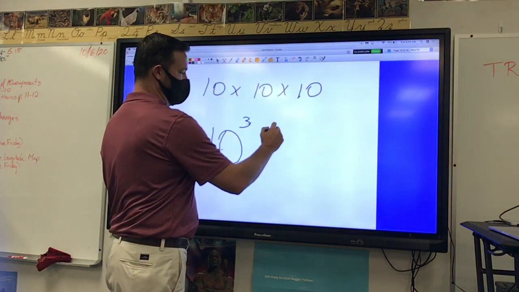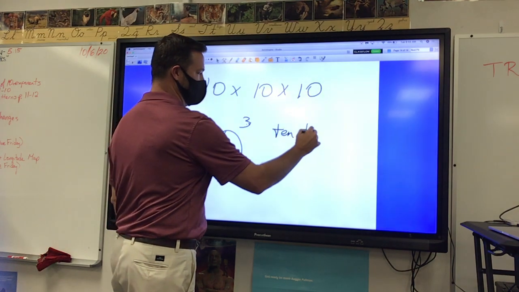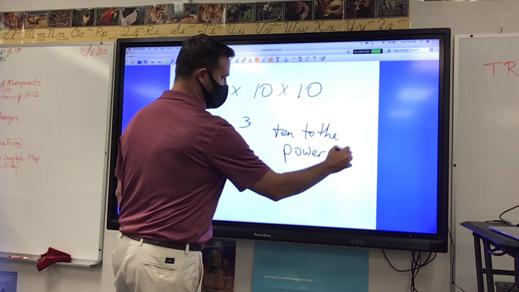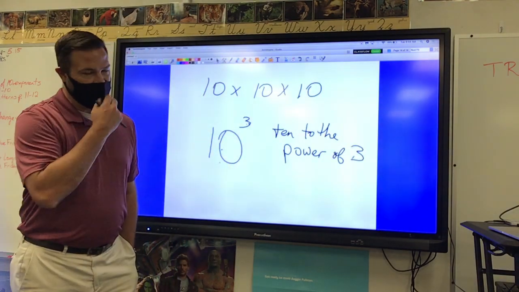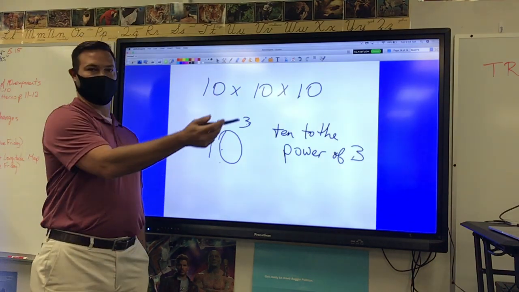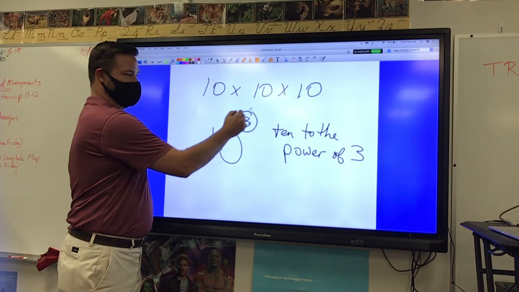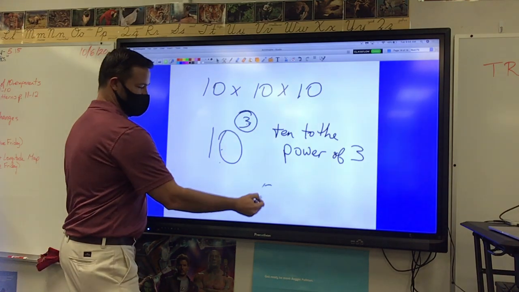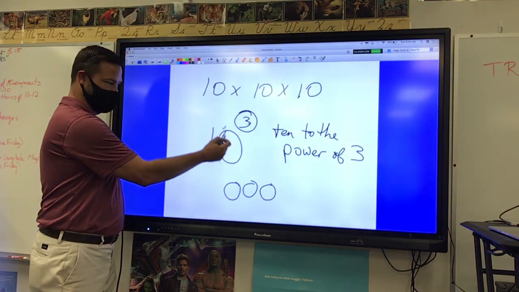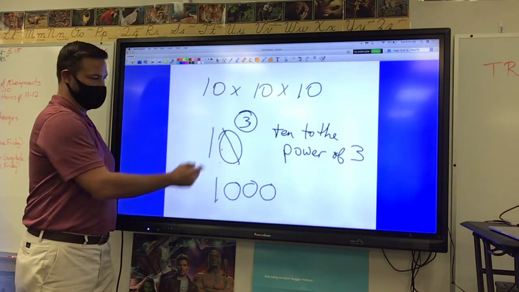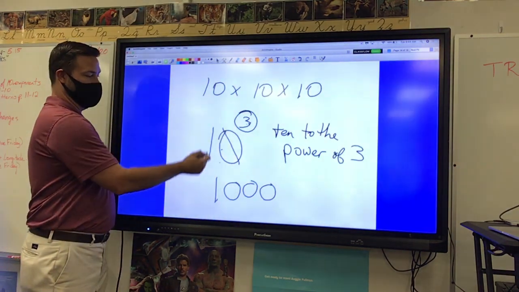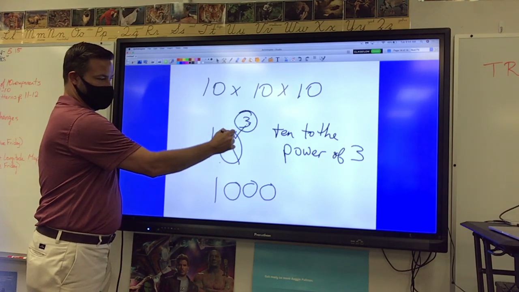Usually they write it out as 10 to the power of 3. Okay? Now, having said that, if you were to multiply this all the way out, this tells you how many zeros you would have. So you would have 1, 2, 3 zeros. And in front of it, it's not 10, it's actually 1. So if you have 10 to the third power, this is saying you're going to have a 1 with three zeros.